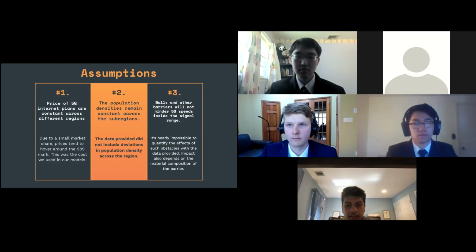Our next assumption is that population density is constant throughout an entire subregion, for a given subregion. This is because the data provided did not include deviations in population density across the region. Our third and final assumption is that walls and other natural barriers will not hinder 5G speeds inside their effective range. This is because it's nearly impossible to accommodate for the different materials and the effects that they will have on the signal.